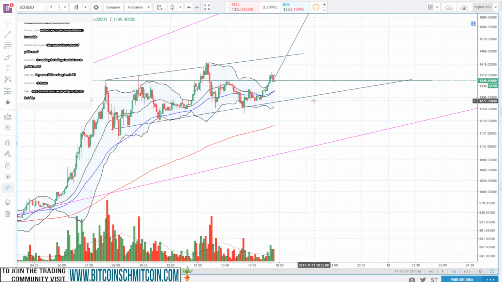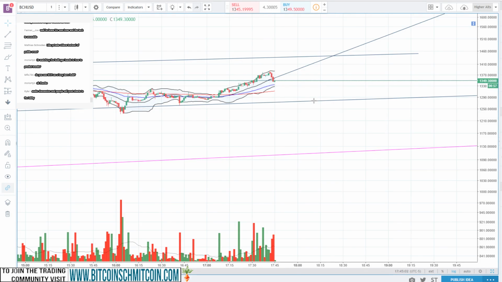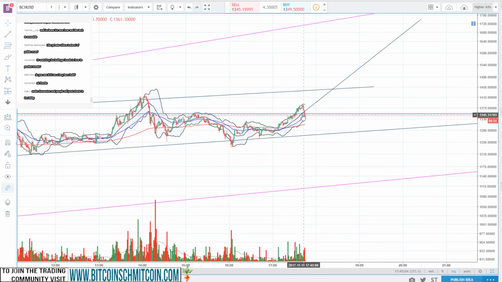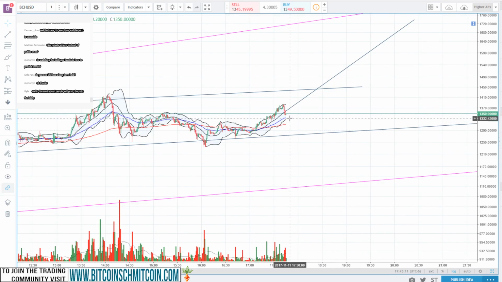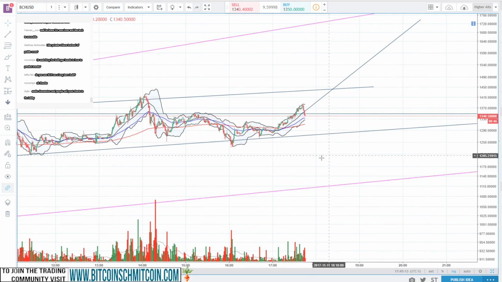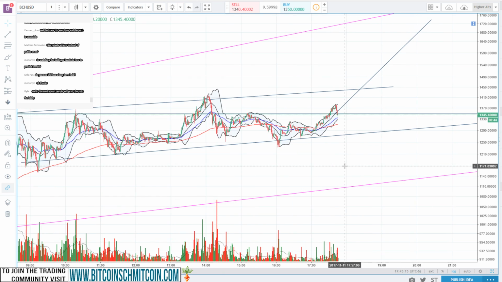Yeah, so right on cue. Like I said, we're retesting the breakout right here. Not terribly surprising. A lot of support here. We broke above it, just a nice retest. Pretty typical.